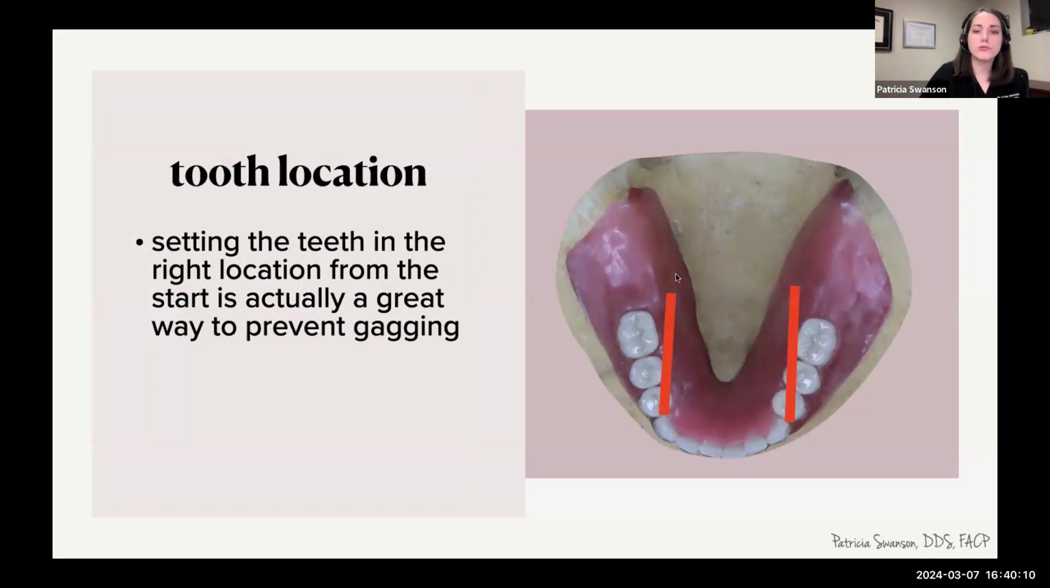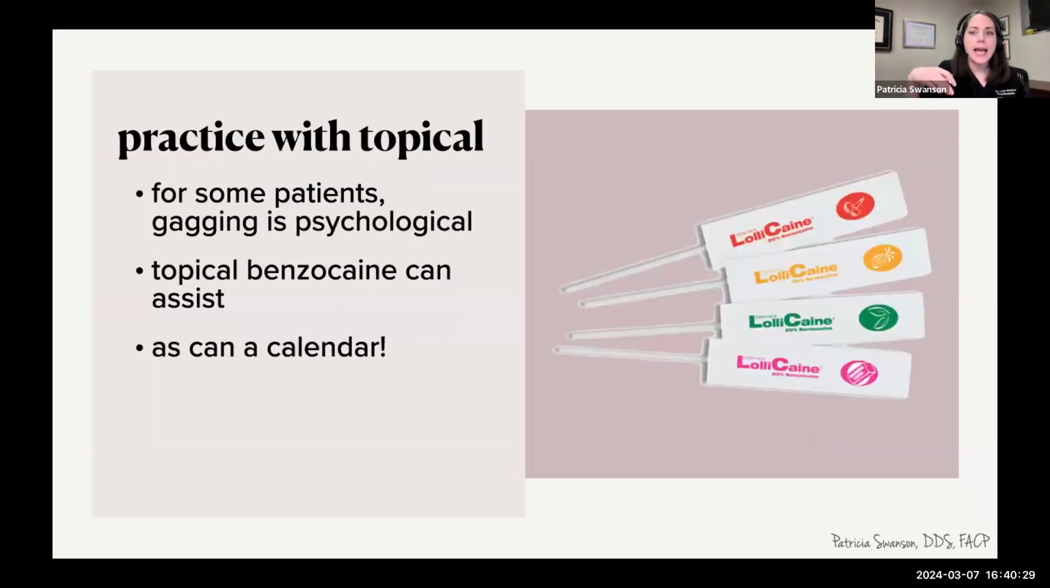So you need to make sure there's room for the tongue. When you do your wax try-in, does the tongue look like it's caught? Does it look like it's totally bound up? So you want to set those lower teeth over the ridge as much as possible and following the ridge, not going back at too much of an angle, so they're not stabbing the tongue. And another thing I can do with some of my patients is I will practice with topical.